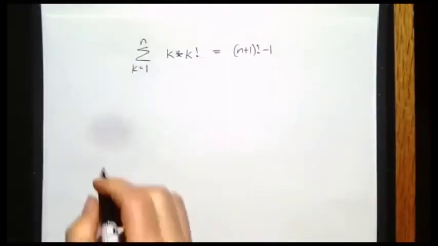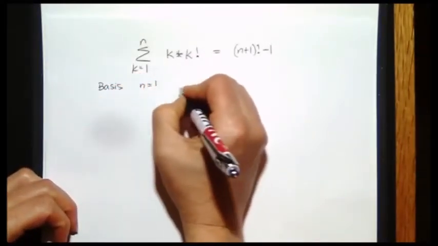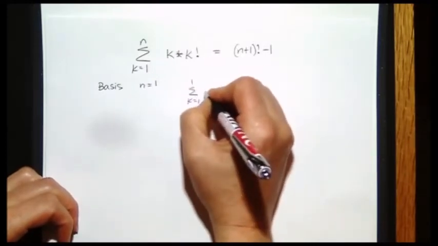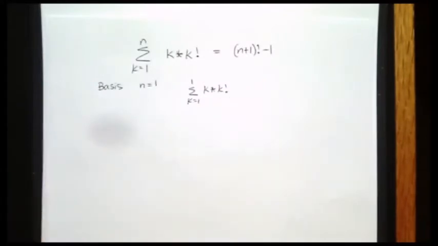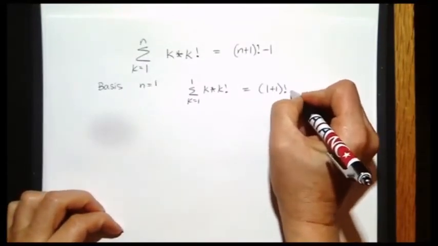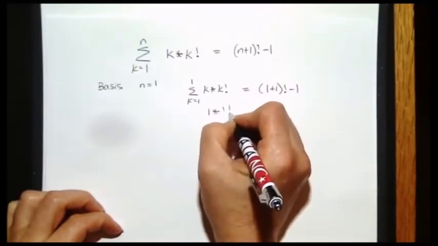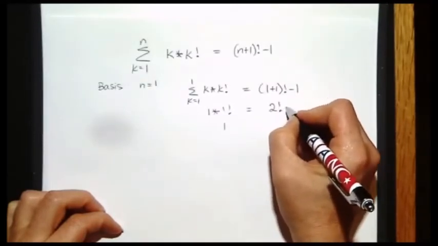All right, so let's prove this by induction. So I'm going to write the left-hand side. Now, you might be tempted to write 1 times 1 factorial inside that summation, but you shouldn't, because all I can do is replace the n's with 1's. So this is 1 times 1 factorial. 1 factorial is just 1, so that's 1. And this is 2 factorial minus 1.